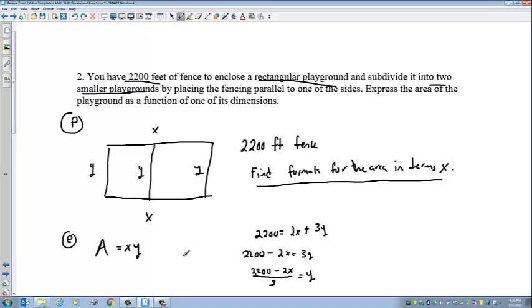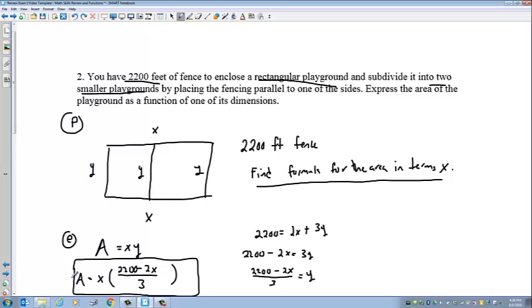And so I'm going to get A equal to x times what? Times what this y is. So here's y right here. And so you just copy it down. 2200 minus 2 times x, all over 3. And so this is my formula for the area. And if you notice, it is in terms of x, so you can just leave it like that.